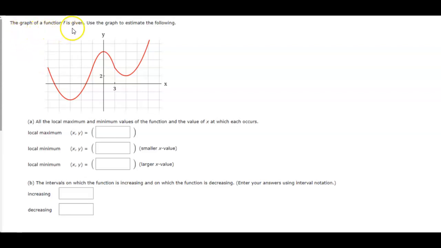The graph of the function f is given. We want to use the graph to estimate the following. Part A, all the local maximum and minimum values of the function and the value of x at which each occurs. And then B, the intervals on which the function is increasing and on which the function is decreasing. And then enter your answers using interval notation.